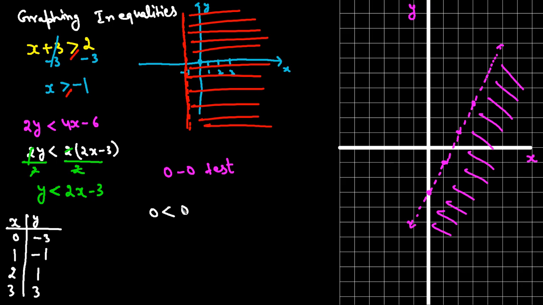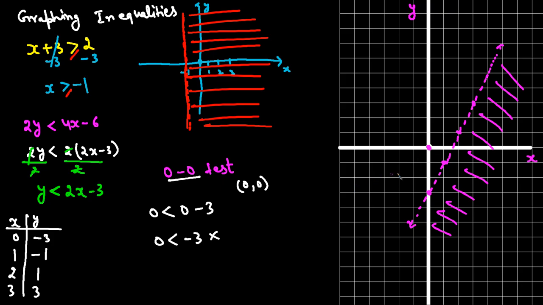2 times 0 is 0, minus 3. Is 0 less than negative 3? Is it true? No. 0 is not less than negative 3. It's greater than, so this is wrong. That means the point (0, 0) is not included in the solution. This is the 0 here, see? This is our color. So this point is not included in the solution.